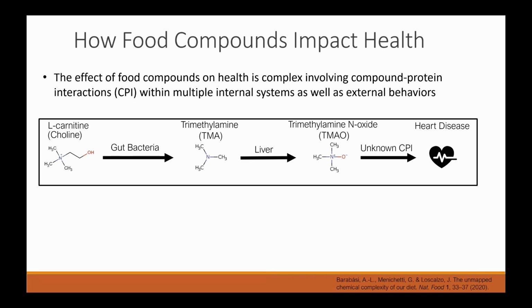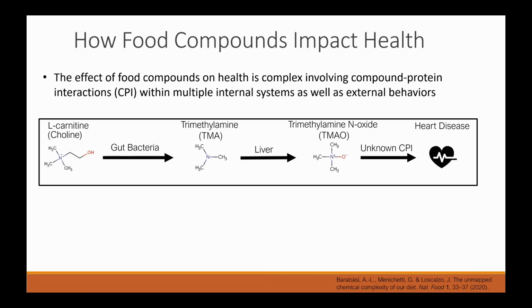And so this is taken from the paper that Julia discussed earlier on the unpacked chemical complexity, where we track, say, a well-reported pathway here of how choline goes through our body, right? Choline can be taken by the gut microbiome and converted into TMA, which then the liver will convert into TMAO, which will interact with proteins in our body to cause heart disease, right?